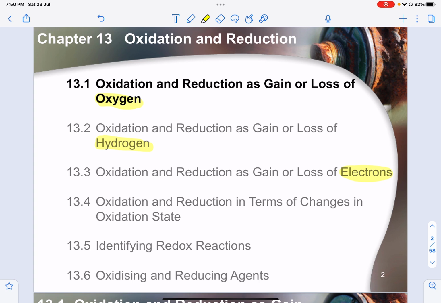And all these can be computed through the chemical equation, and that's where we will introduce changes in oxidation state. Then following this, we will identify redox reactions, where there are reactions that have both oxidation and reduction occurring at the same time. And lastly, we look at the agents that help to catalyze some of these reactions.